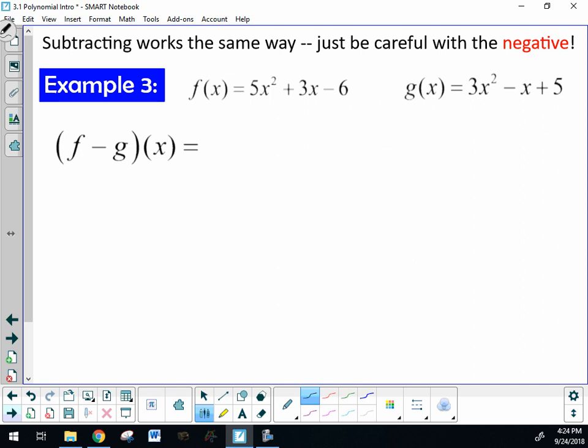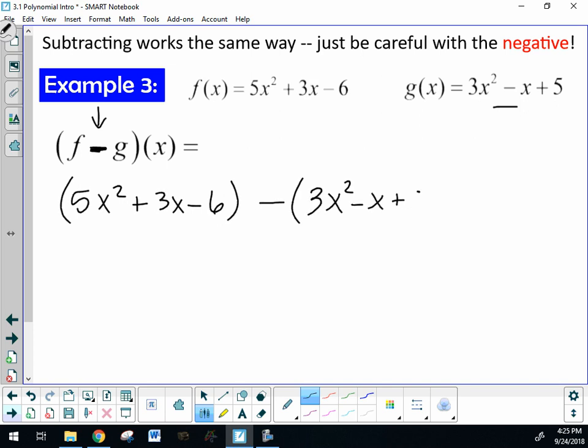Okay, subtraction, while it is more or less the same as adding, it's always much more difficult for people because you have to be so careful that you are subtracting the entire polynomial. So we're going to do, this is in function notation. It's saying here's a polynomial f, another polynomial g over here. This notation just means take polynomial f. So that would be 5x squared plus 3x minus 6. And subtract polynomial g, 3x squared minus x plus 5.